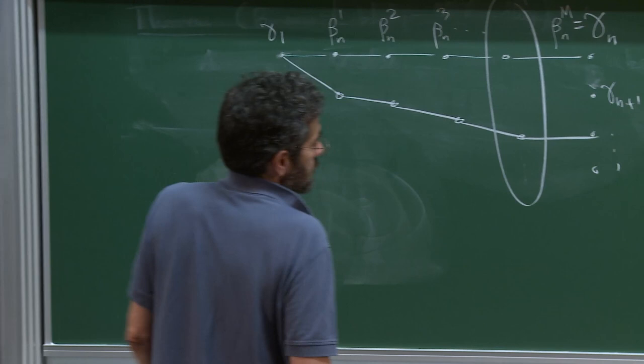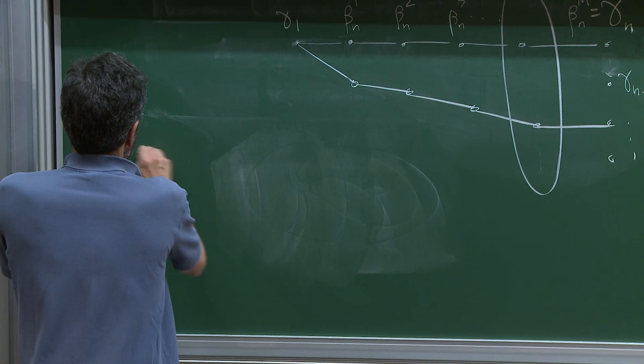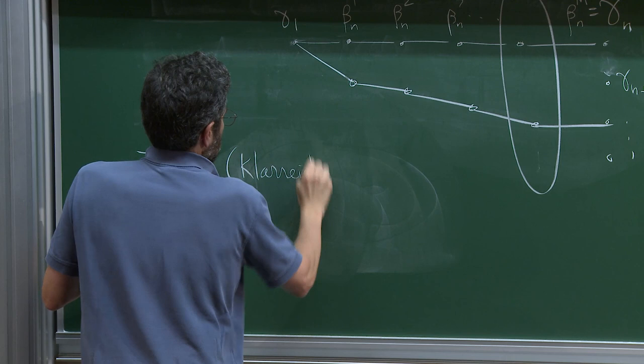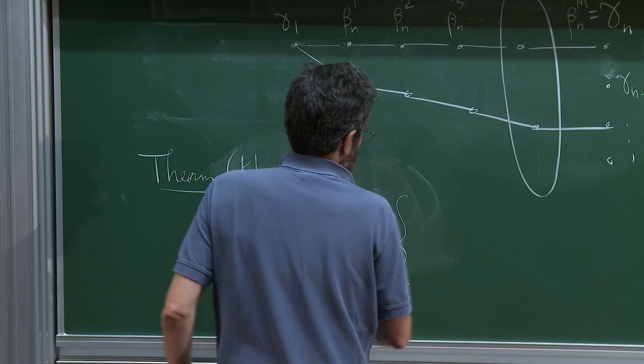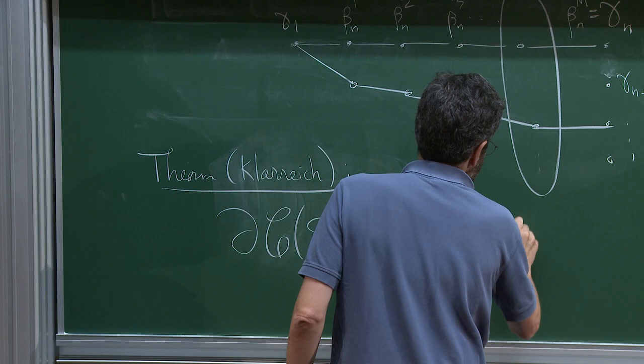Let me round off this discussion by quoting a theorem of Klarreich, which says that the Gromov boundary of the complex of curves is the set of minimal filling laminations.